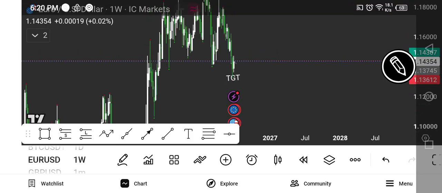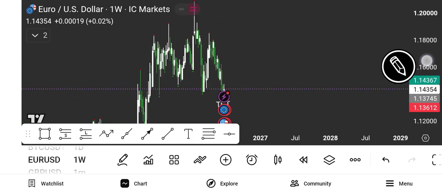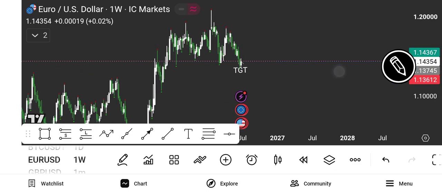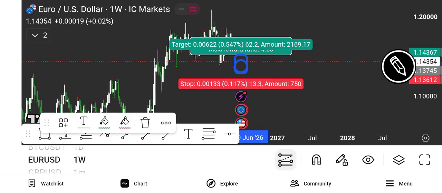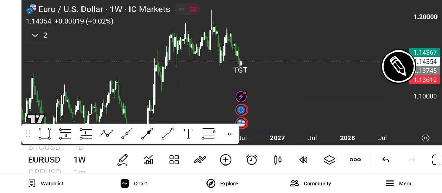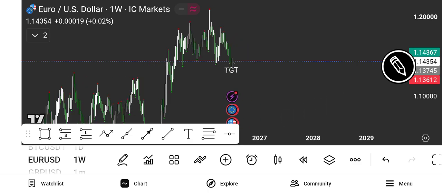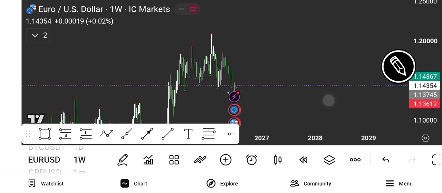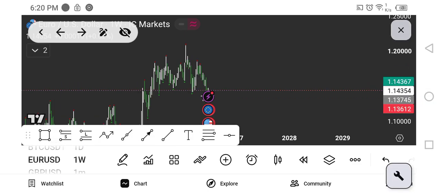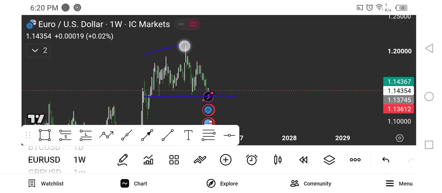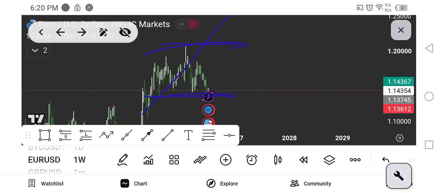On Euro USD, on the weekly time frame, what's Euro USD doing? Right here, let's take this out. Okay, anyway. On the weekly time frame, we can see that Euro USD is actually ranging because price has just been within this range. It has not been giving us any particular direction.